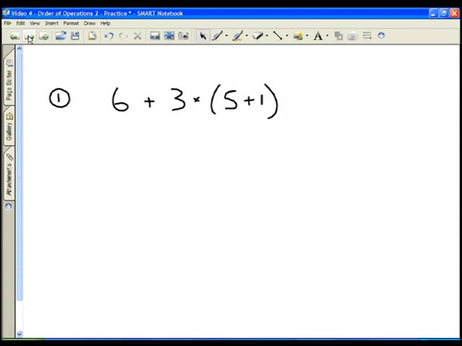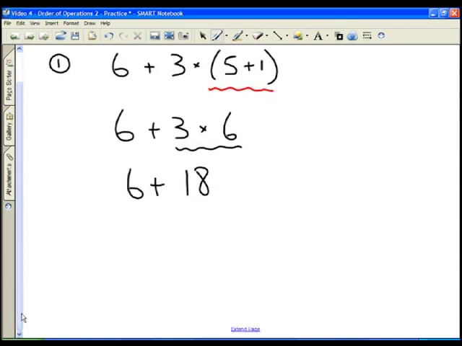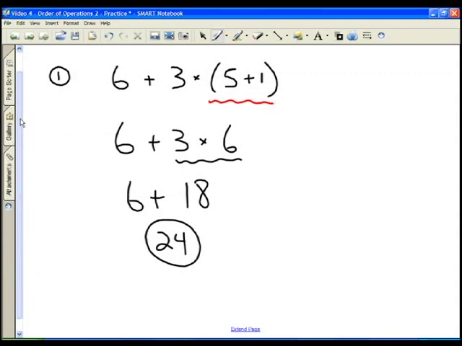If we take a look at the solution to our first problem, we see here that we have one set of brackets, and we know that we're going to have to do that first. So we have 6 plus 3 times, and now 5 plus 1 is 6. So we removed our brackets. Now, from left to right, we need to do our multiplication. So we're going to do our 3 times 6 next. 3 times 6 is 18. And finally, 6 plus 18 is 24. So the correct answer to the first problem is 24.